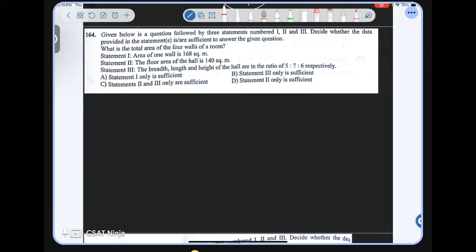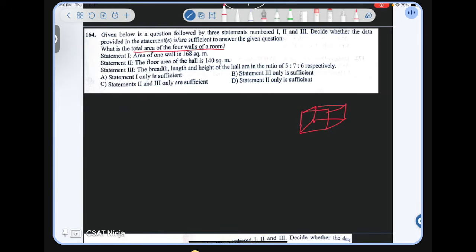What is asked here? The total area of the four walls of a room. We need to find the area of four walls. So if you have a room here, a room will be, I don't know, whichever shape it may be. So we need to find the four walls. That means the roof and the floor are not given.